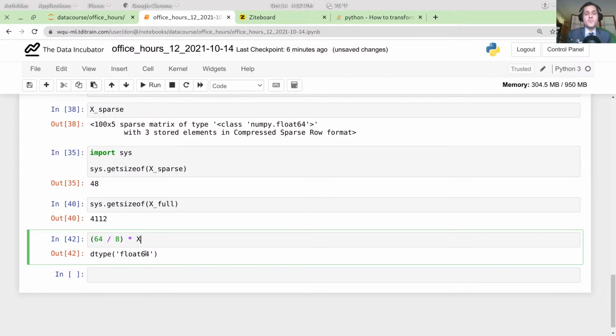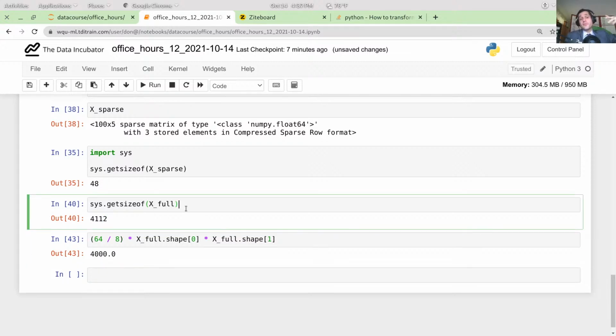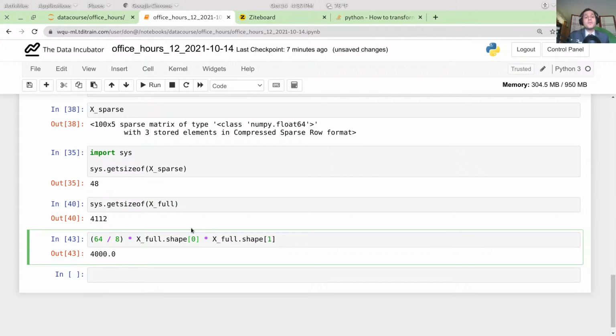I can do that a little more programmatically by looking at the shape and multiplying that together. It's 4,000 bytes. It's a little more than what get size of returns because we're probably storing some additional information about the array. But notice how a bulk of it, we can explain. We did the math and explained that this array should be at least 4,000 bytes. If we chose a bigger array, this little offset is not going to change so much, but we have a 4,000 byte NumPy array.